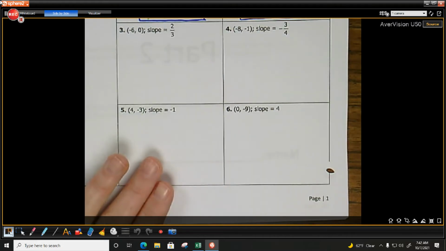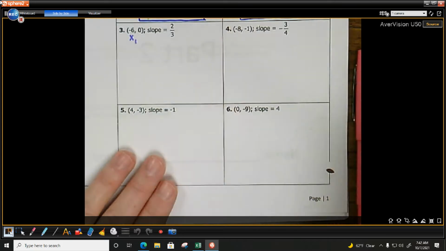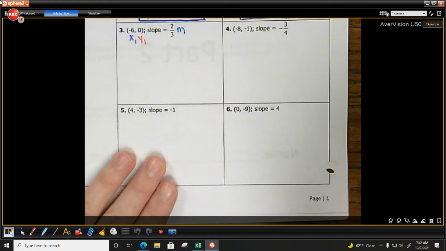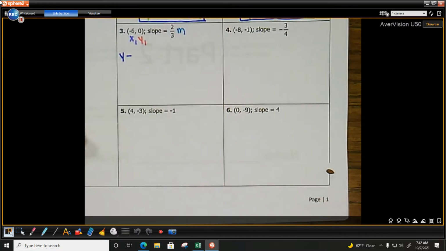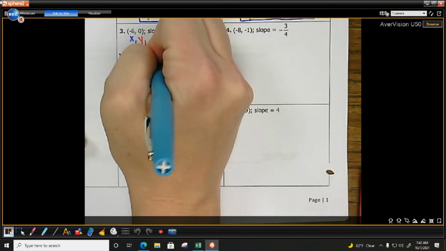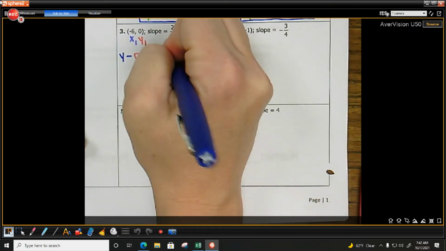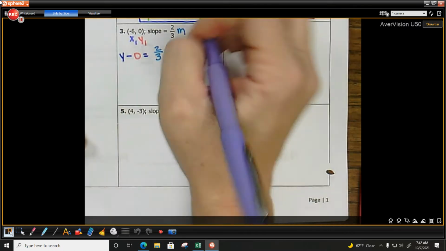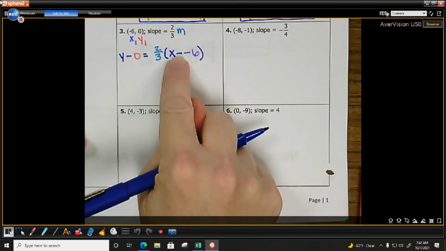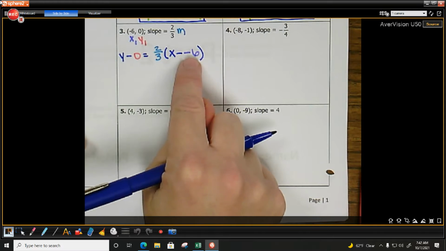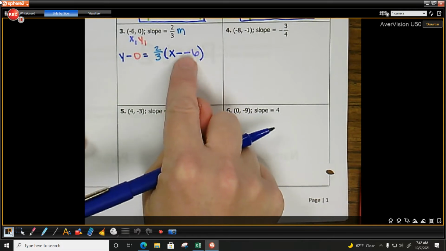Label your ordered pairs. X1, Y1, and then your slope is M. So your formula, Y minus Y1 equals, what's M? 2/3, very good. X minus, what's X1? -6. Notice how I put the negative there, guys. Minus because that's part of the formula, negative because X1 is negative. What happens with double negatives? Makes one big positive.